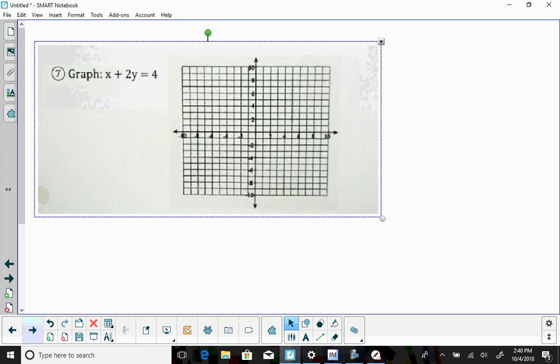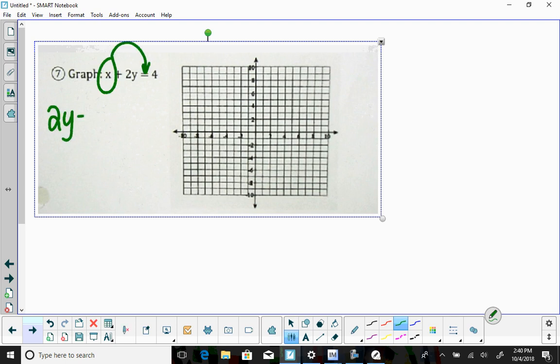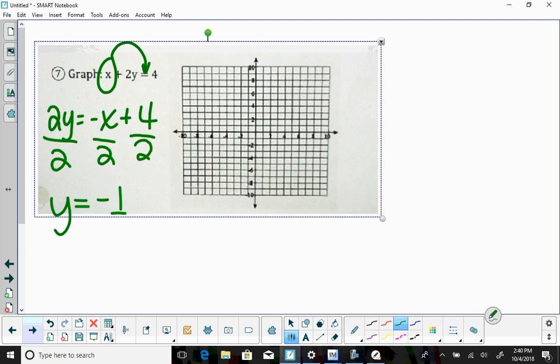All right, you still have to do that for number 7. You've got to go from standard to slope-intercept, which means we want to get y by itself. So I'm going to move my x first and then divide everything by 2. So that gives me an equation of y equals negative 1/2 x plus 2.